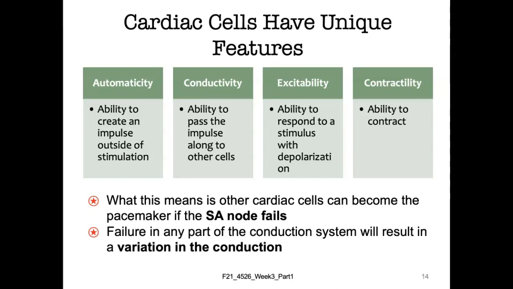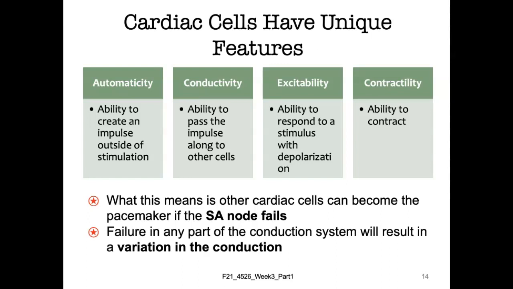So let's look a little bit at cardiac cells because they're very different from other cells in the body. They have 4 specific characteristics. They have automaticity, which is the ability to create an impulse outside of stimulation, meaning that there may be an impulse coming from outside of the SA node. Conductivity is the ability to pass the impulse to other cells. Excitability, ability to respond to a stimulus with repolarization. And contractility, the ability to contract. So you can see how these cardiac cells have unique features that maybe the pulmonary cells do not have.